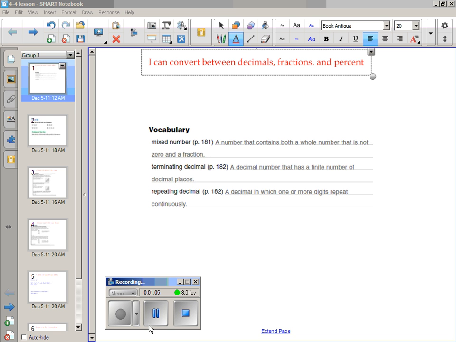Then who knows what a terminating decimal is? Marwan, we'll go with you. Terminating decimal. Some number that has, I don't know. Infinite number of decimal places. Okay, so here's a little easier term. A terminating decimal is a decimal that, when you convert to a decimal, it ends.